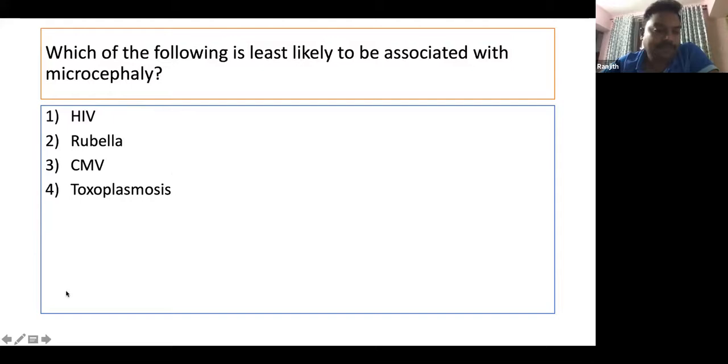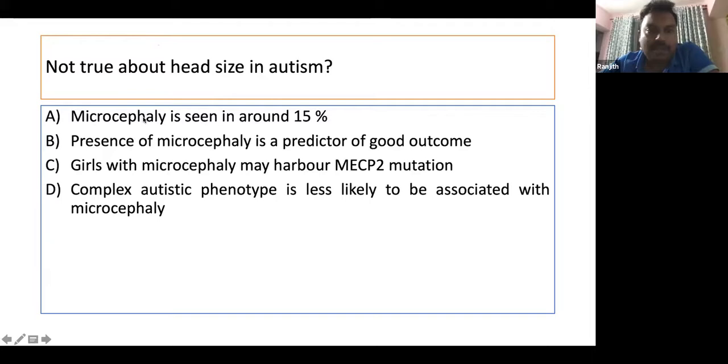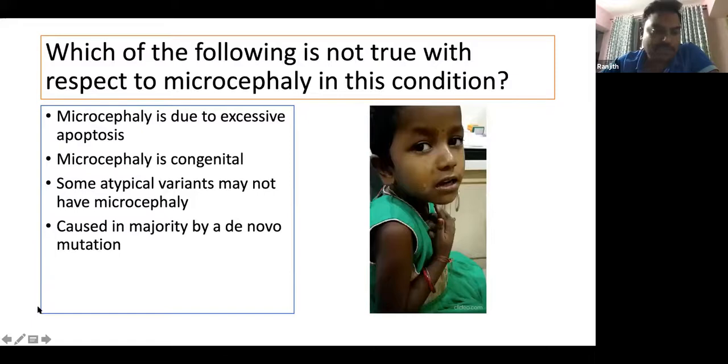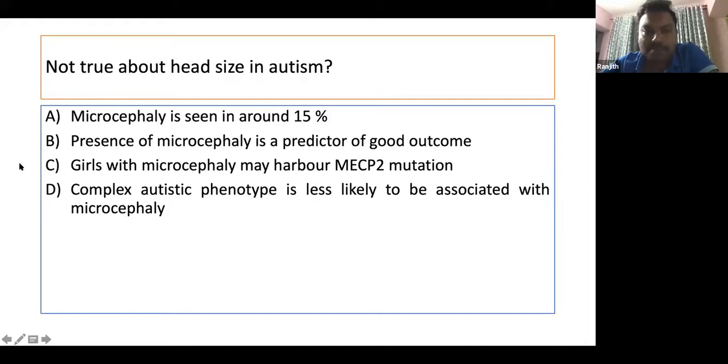Not true about head size in autism. Microcephaly is seen in 15%, that's true. Girls with microcephaly may harbor MECP2 mutation, that's true. Complex autism phenotype is less likely to be associated with microcephaly, that's true. So presence of microcephaly in autism is a predictor of bad outcome. So answer is option B.